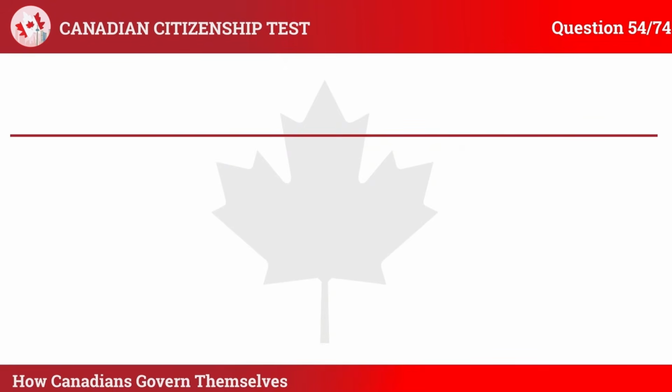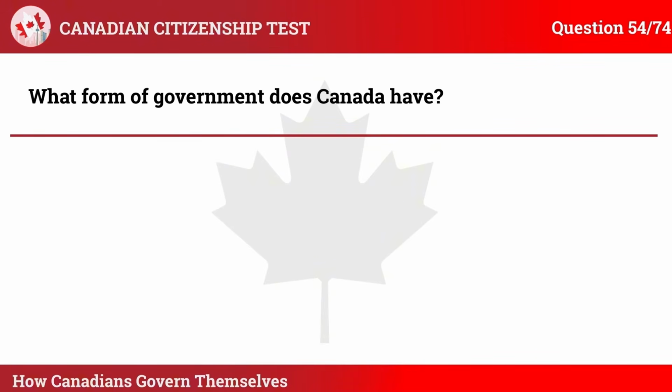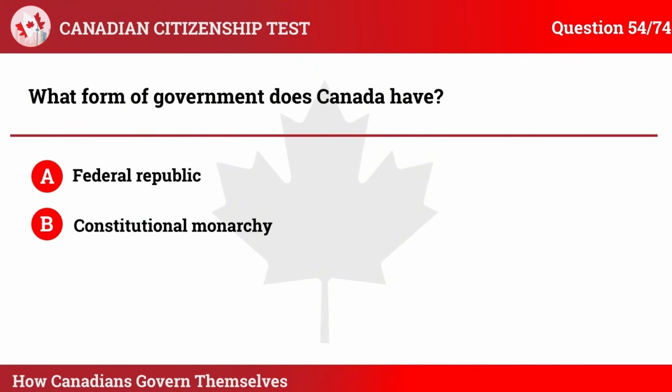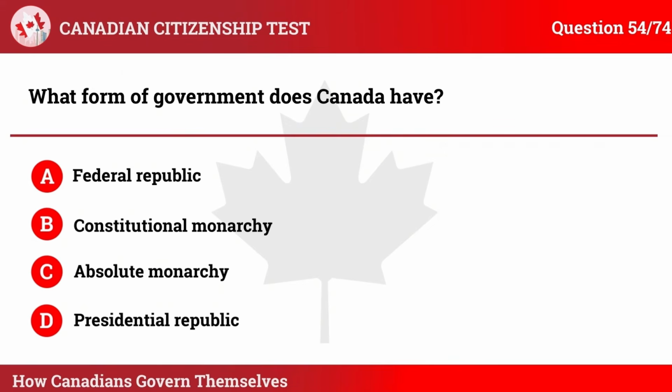Question 54. What form of government does Canada have? A. Federal Republic. B. Constitutional monarchy. C. Absolute monarchy. D. Presidential republic.